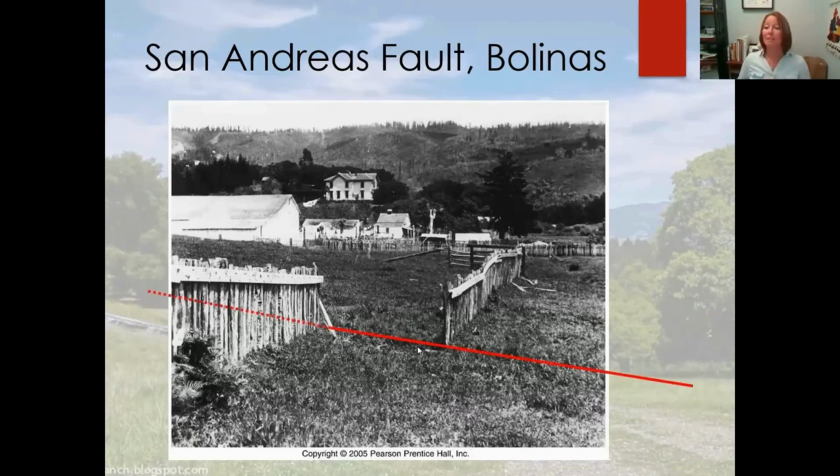So the trace of the San Andreas Fault runs right through here, displacing this fence. So it's very nice to have these nice straight human-made features, roads and things, because they very easily exhibit this offset.